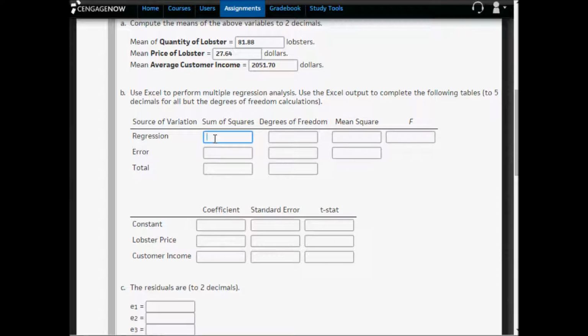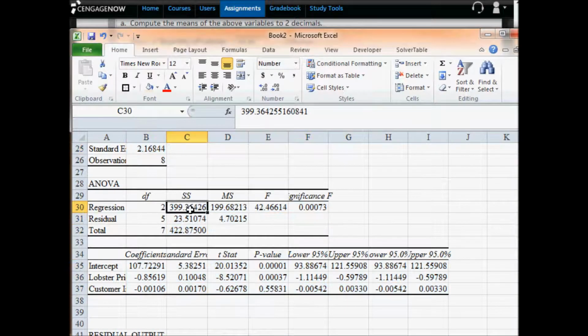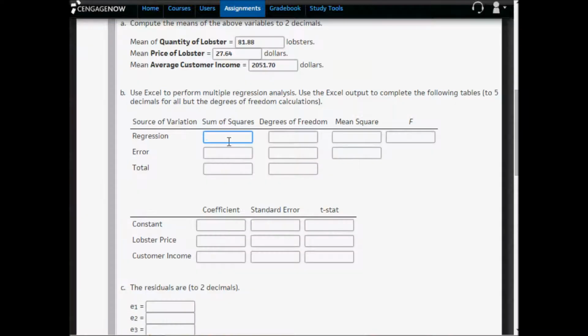So this value here is the sum of squares due to regression. In my case, 399.36426 is that value.